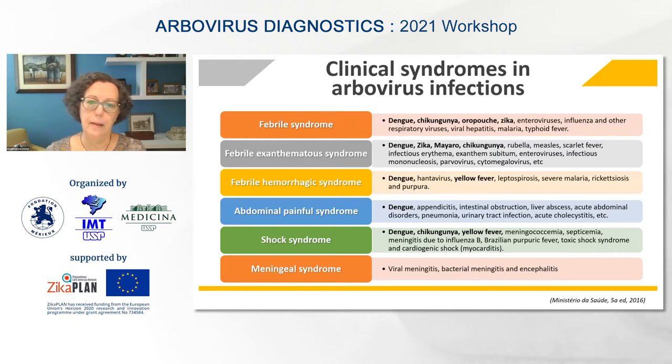It's important to highlight that arbovirus infections are febrile syndromes. All these syndromes may occur in arbovirus infections: febrile syndrome, exanthematous syndrome, hemorrhagic syndrome, abdominal pain, painful syndrome, shock syndrome, and also syndromes that suggest involvement of the central nervous system. In each of these syndromes, there is a bunch of diseases that may occur. So it's impossible to make the diagnosis only by the clinical symptoms or presentation. In bold, I highlighted the arbovirus infections that can be diagnosed in all these syndromes.